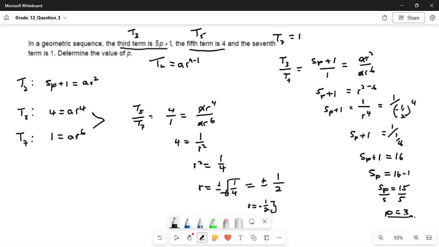And I think if ever, let's see, we take our r as a positive, we are going to get the same value of p, right? Yeah. So that means our p is equal to 3.